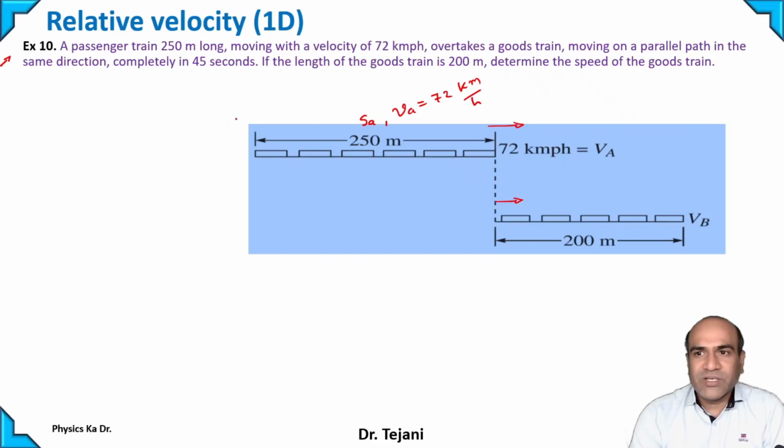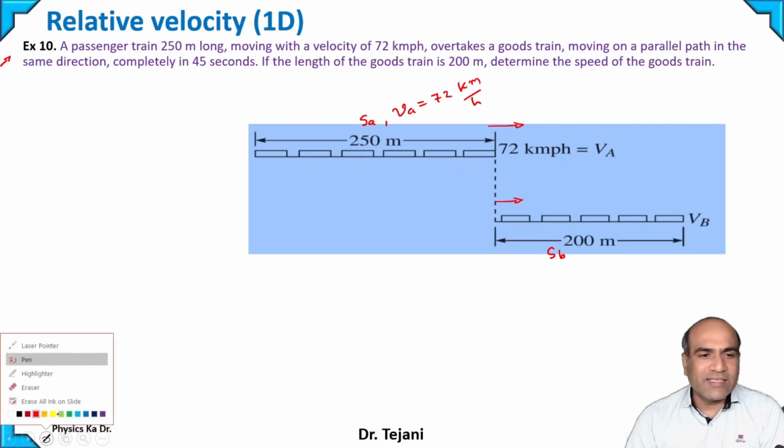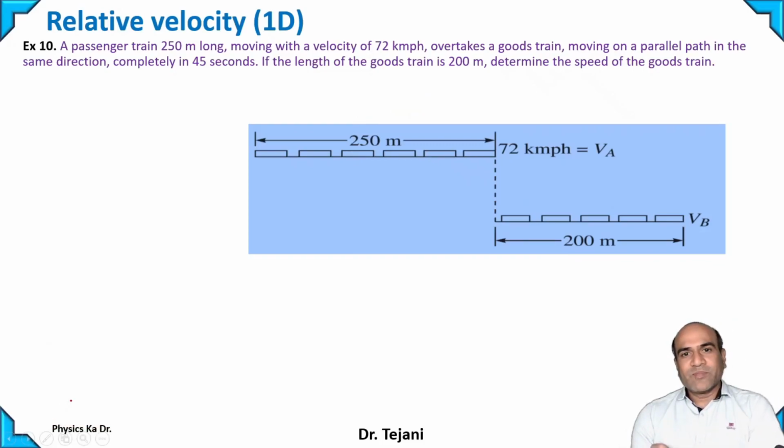And what is mentioned here: it overtakes completely in 45 seconds, right? The overtake happens within 45 seconds. If the length of the goods train is given as 200, not V but S, goods train SB is given as 200 meter. Determine the speed of the goods train. This example is very similar to example number 9. Here first we need to find the relative velocity.